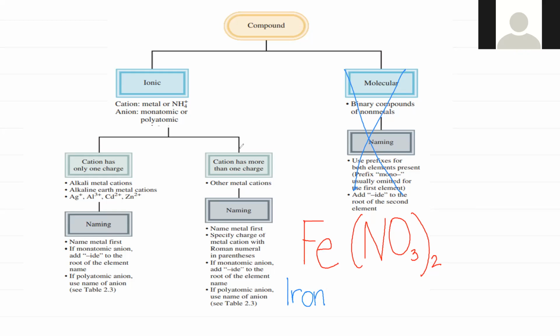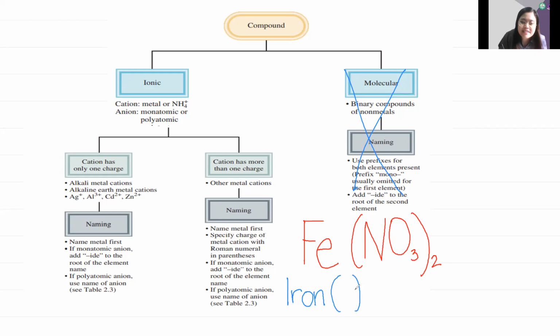Tapos, let's see if what type of metal is this, kung duha ba iyang charge or isa lang. Unsa ba, pila ka buk ang charge ni iron? Isa, duha? Dalawa po. So, nakita ninyo ning ato ang diagram diri sa screen. Cation has more than one charge. So, unsa daw ang steps sa naming? Name the metal first. Tapos, specify the charge of the metal cation with Roman numeral in parentheses.